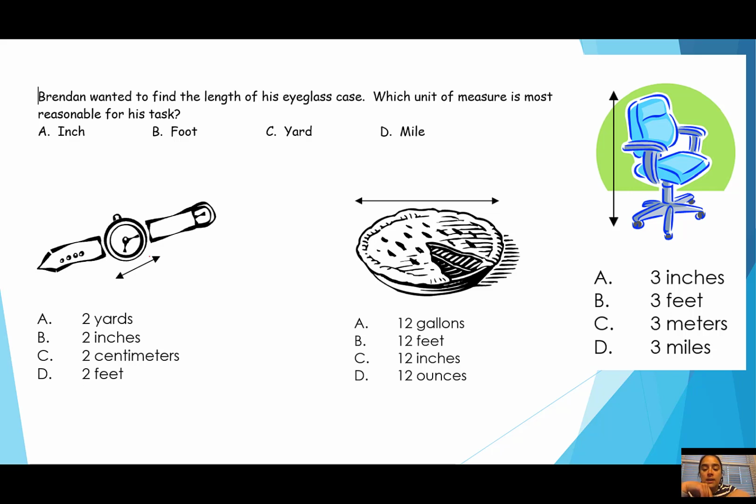How long is this pie pan? Is it 12 gallons, 12 feet, 12 inches, 12 ounces? How tall is this chair? 3 inches, 3 feet, 3 meters, 3 miles. I'll give you a second and then we'll go over it.